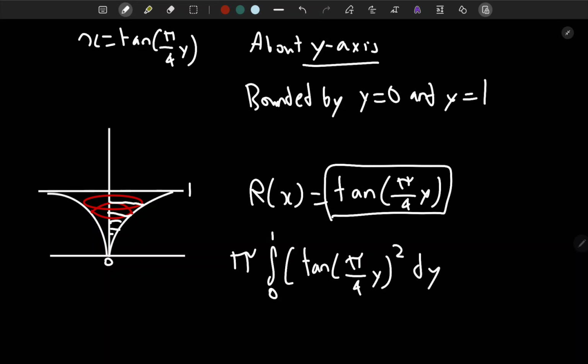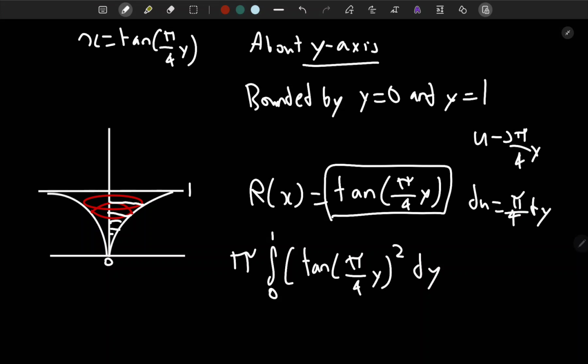And here you do need to use substitution to get rid of the angle, pi over 4, and then use secant squared minus 1 to replace tan squared. So I'll do that quickly over here. u is going to be equal to pi over 4 y, and du is going to be equal to pi over 4 dy, since pi is a constant.